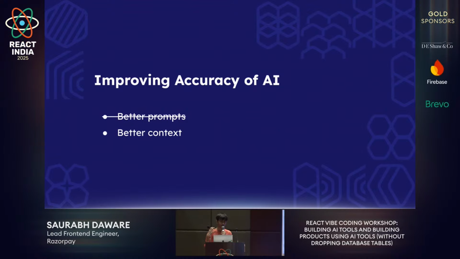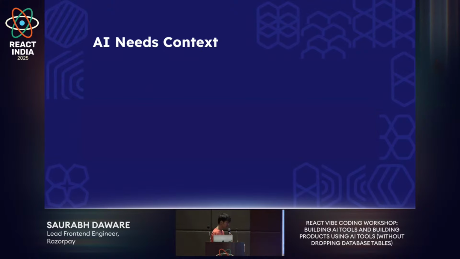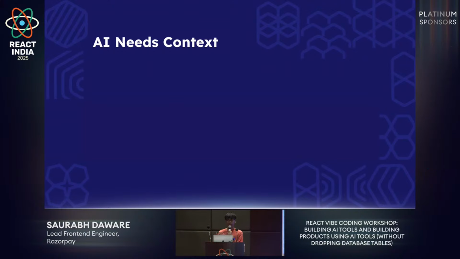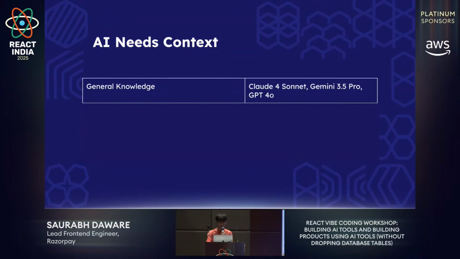The other aspect was better context. This is, again, another important part, and this is something that the workshop is about. This is something that we'll be writing code on. AI needs better context of your code base, AI needs better context of how you prefer to write code, and AI needs better context of the third-party tools that you're using, or any of the tools that you're using.